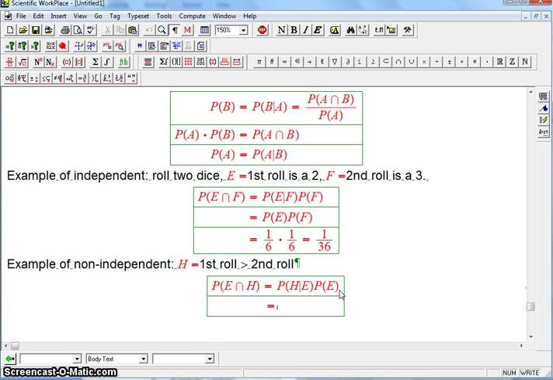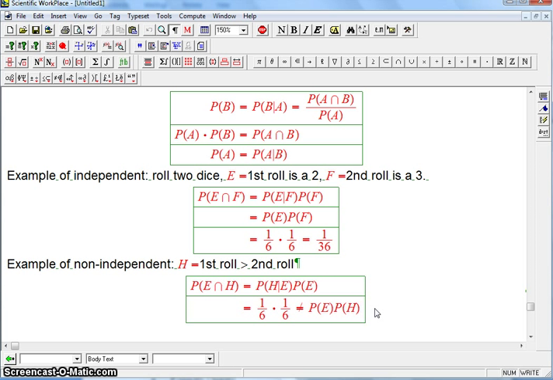Well, we know that the probability of getting E was 1/6, and I'm running out of time here. The probability of H given E is, once the second roll has to be a 1, only 1/6 out of 1/6. That's very, very different from the probability of E times the probability of H if you look at it from what we were doing before.